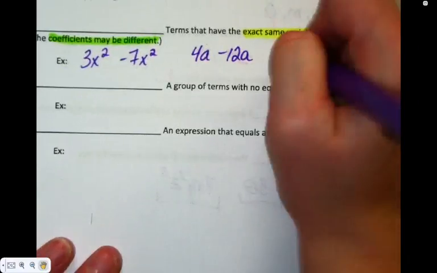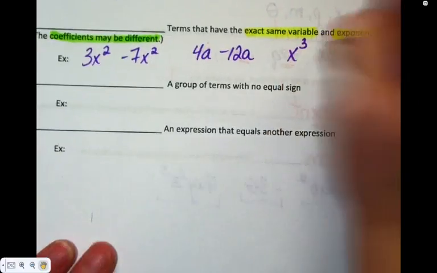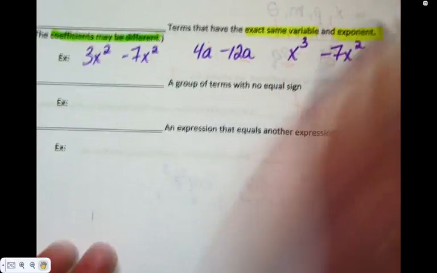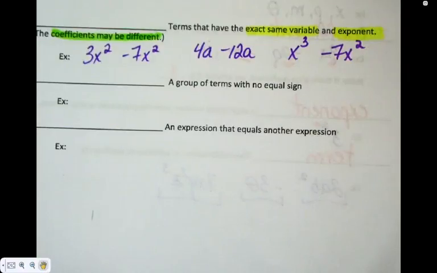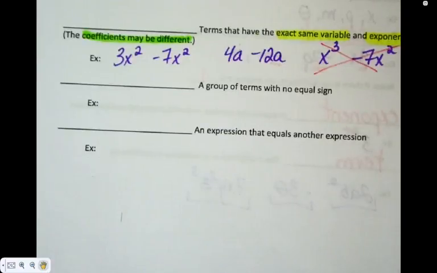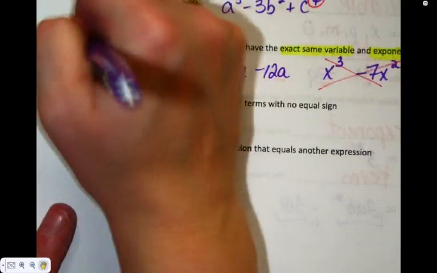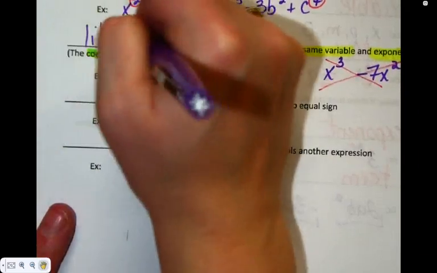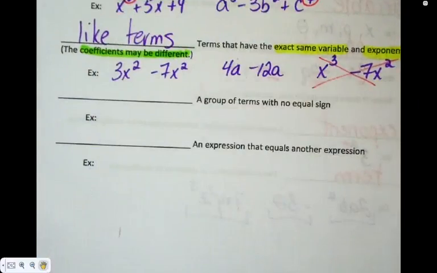Here's a non-example. X cubed and negative 7x squared. There is a non-example. Why? The exponents are different. What do we call it when they have the same variable and exponent? They're called like terms. Like terms. Means they're alike, they're similar.